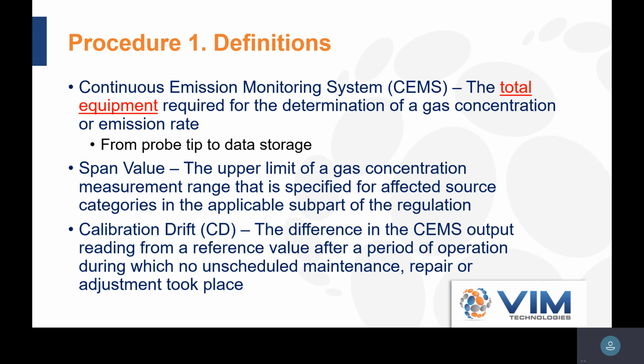There's a couple other definitions. So the span value, sometimes this gets confusing. It's the upper limit of a gas concentration measurement range. So that's a span value. Oftentimes you might hear technicians call the gases a zero gas and a span gas. The zero gas is at the bottom of the range. The span gas is up at the top of that range. And so you're demonstrating that the system's accurate at the bottom and the top.